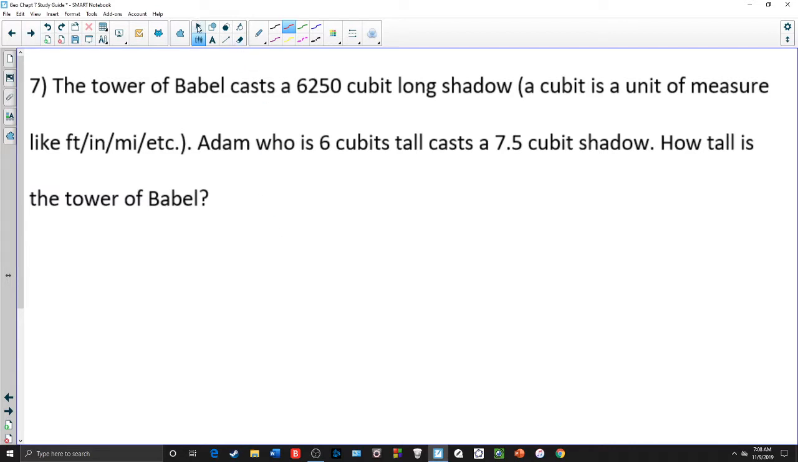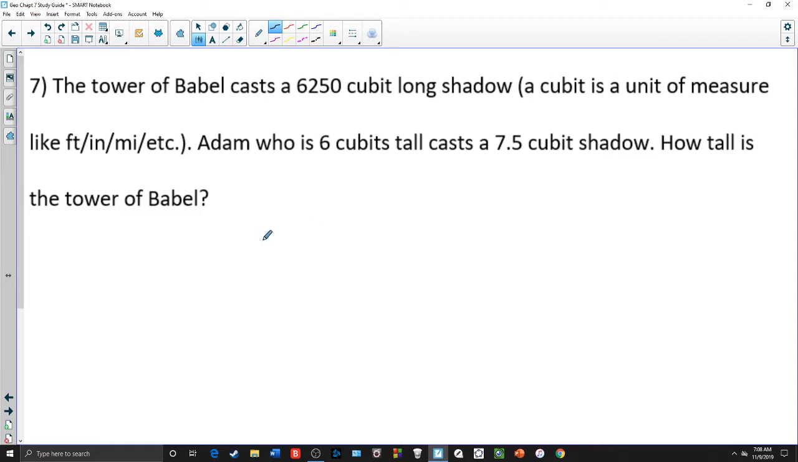And the last one's a word problem. So we have the Tower of Babel casting a 6,250 cubit long shadow. A cubit is simply a unit of measurement. We have Adam, who is 6 cubits tall, casting a 7.5 cubit shadow. How tall is the Tower of Babel?